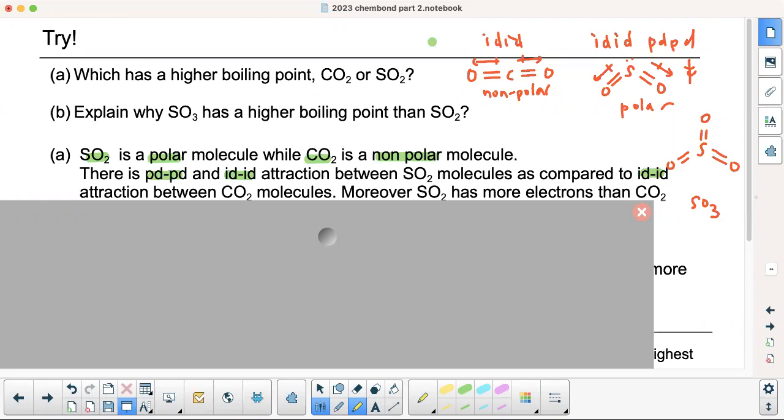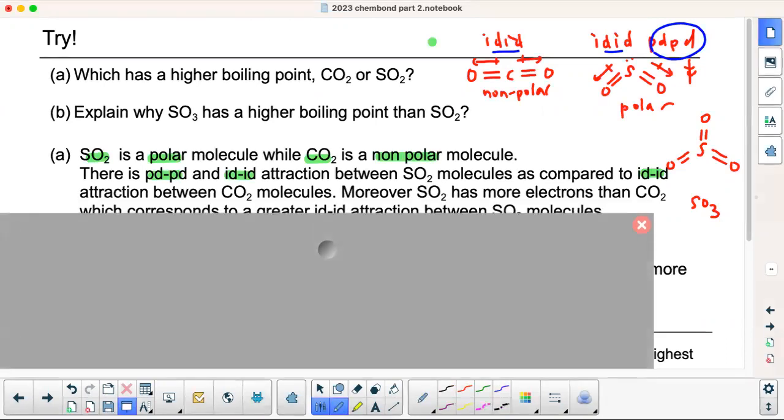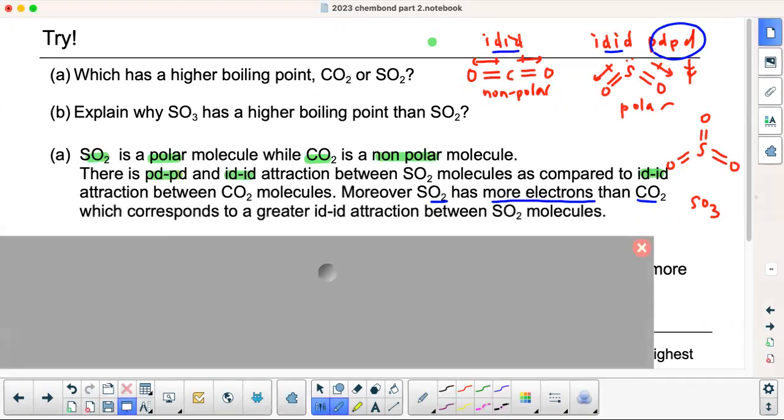So SO2 has a higher boiling point because of additional PD. But at the same time, whose ID is stronger? You notice SO2 has slightly more electrons. Sulfur is in the next period. So SO2 has more electrons than CO2. That implies that SO2 has a greater ID. So this is additional, you can write this down. Because we know that ID is also dependent on the number of electrons. The one that has more electrons will have stronger ID. So this is additional.